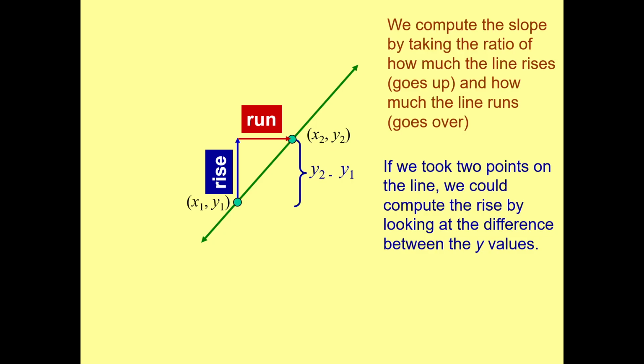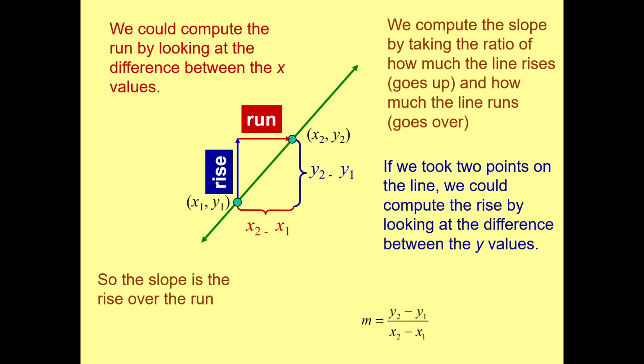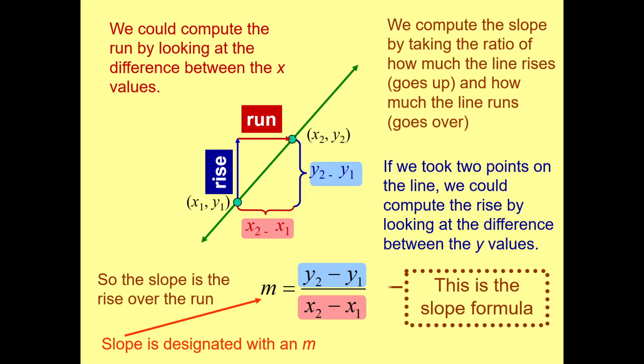We compute the rise by looking at the difference between the y values. We compute the run by looking at the difference between the two x values. The run is there in red, and you can see the rise in blue. The ratio of rise over run is the change in y divided by the change in x. We use the letter m to designate the slope. This is our slope formula.